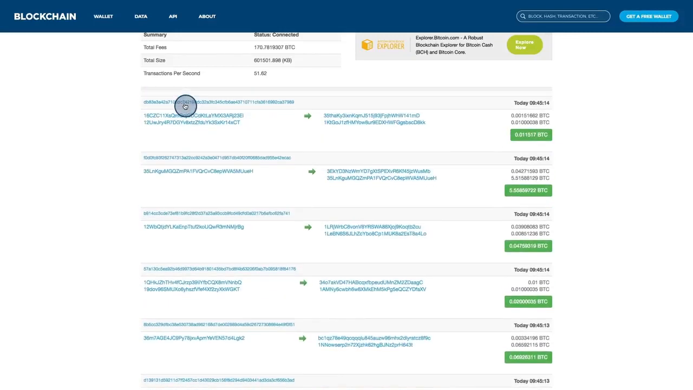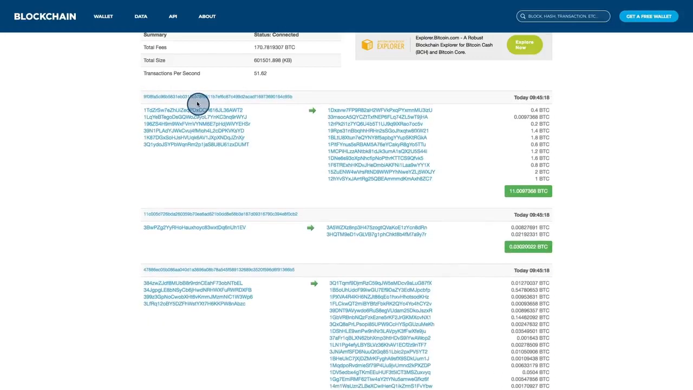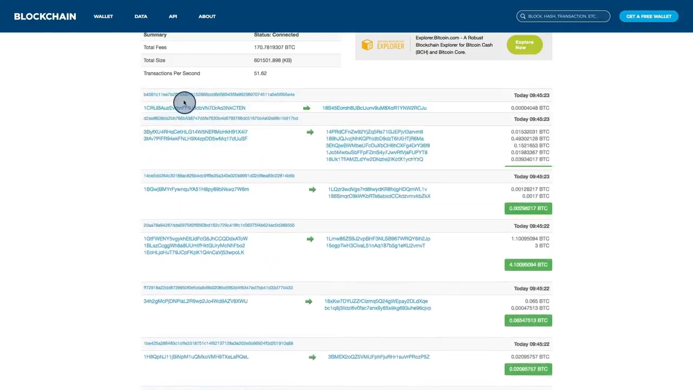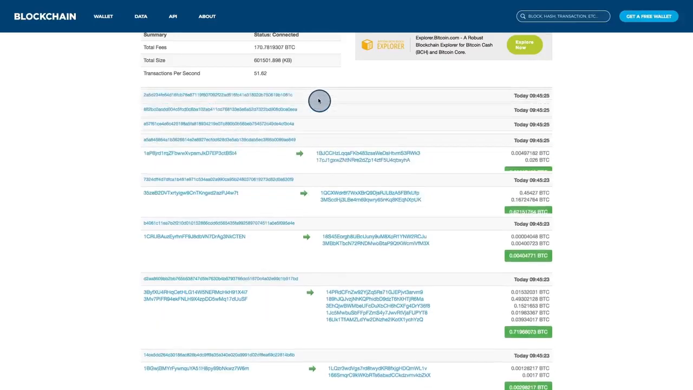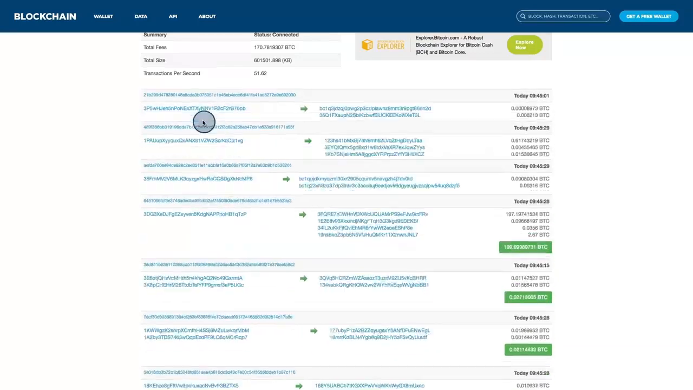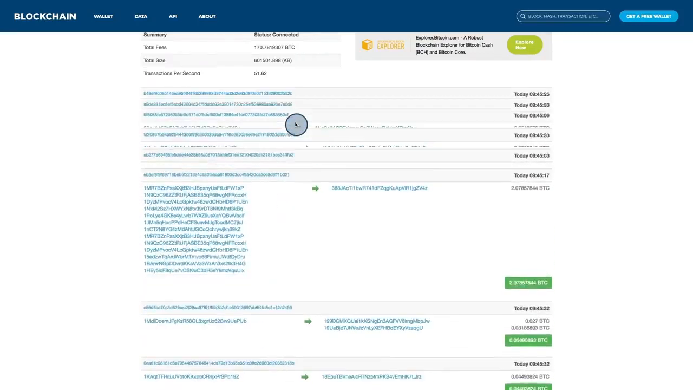Now, each transaction is uniquely identified by a hash. And if you can catch one of these numbers before they fly on by, you'll see that this is a string of characters, this one here in the darker line, that's the transaction hash. And the numbers down below it in the lines with the green arrow are the Bitcoin wallet addresses.